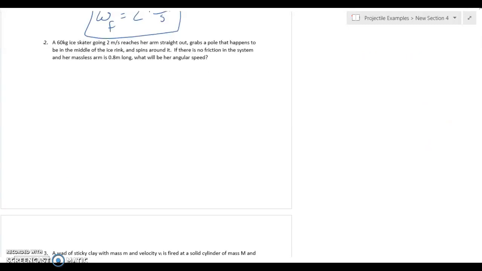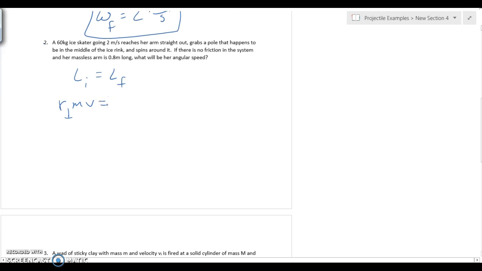Okay, now the next example. We have an ice skater sliding at 2 meters per second, reaches her arm out, grabs a pole, and spins around that. There's no friction in the system, and her arm has no mass, which is kind of weird. What's going to be her angular speed? So we are going to use conservation of angular momentum. There's no net torque acting on the system, so we know that angular momentum is going to be conserved. Initially we have the skater skating in a straight line, and we want the angular momentum about that pole. So that equation is going to be r m v perpendicular.